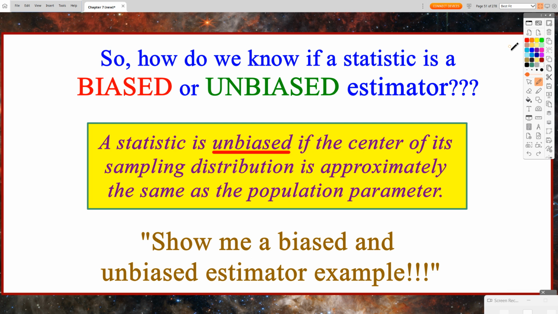So how do we know if something is biased or unbiased? Well, the criteria is this. A statistic is unbiased if the center of its sampling distribution is approximately the same as the population parameter. So again, I'm going to show you two examples. I'm going to show you first an unbiased estimator, which should look familiar because we have recently discussed it. And then I'll show you an example of a biased estimator.